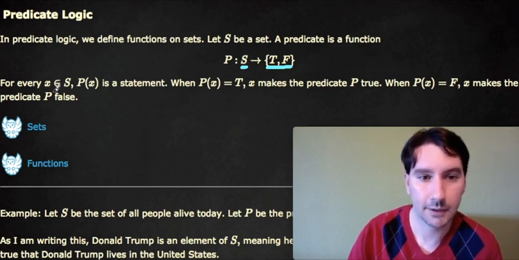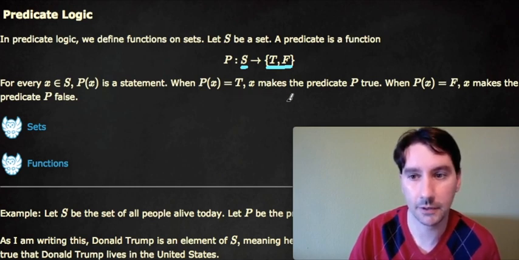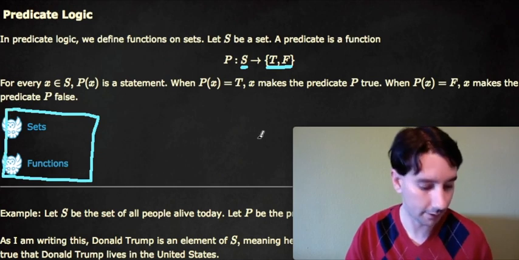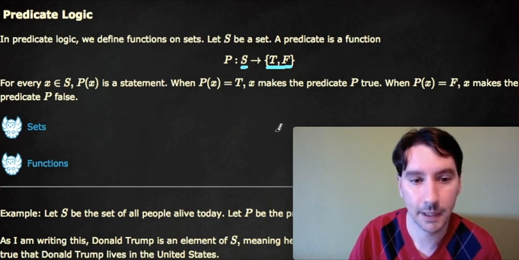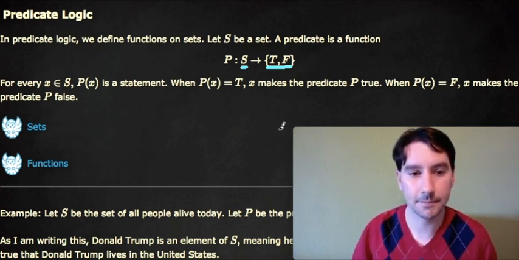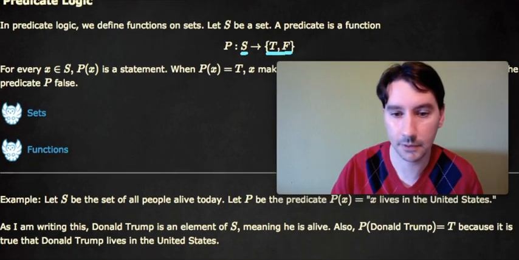So for every x in the set, P of x is some statement. When P of x is true, we say that x makes the predicate true, and when P of x is false, we say that x makes the predicate false. You might cross-reference over to sets and functions if you're not too familiar with this sort of notation and this concept of sets. But essentially it just means that there's certain things that we can plug into the predicate to make statements. So let's look at an example.